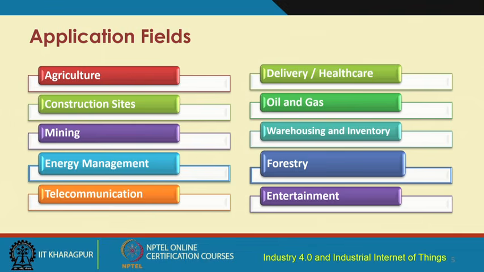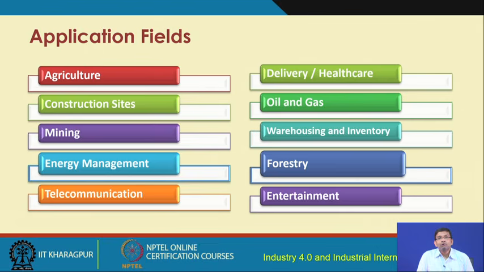UAVs have a lot of applications, not only in the civilian sector, but also in the military sector as well. UAVs could be used to carry out different military missions in a much more efficient manner. UAVs could be used in the military for carrying out different reconnaissance surveys and reconnaissance activities.